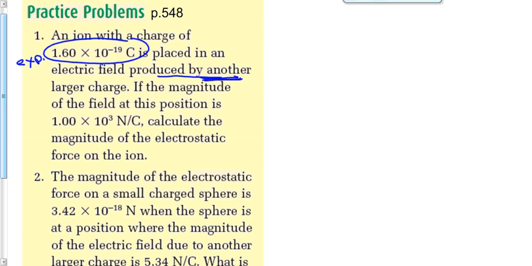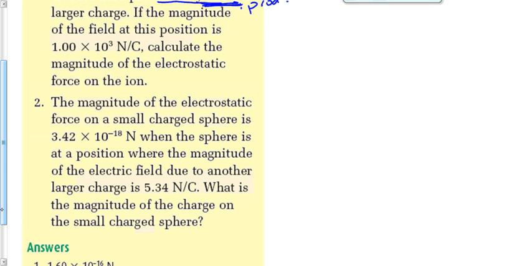Okay, there's a producer somewhere. What do we know more about, the producer or the experiencer? I think it's pretty clear in this case we know more about the experiencer, what experiences the field. This charge, 1.6, is placed in a field produced by something else. We don't know what that something else is. So that's going to be an experiencer. We use the experiencer equation.